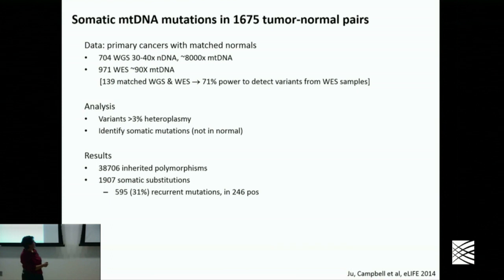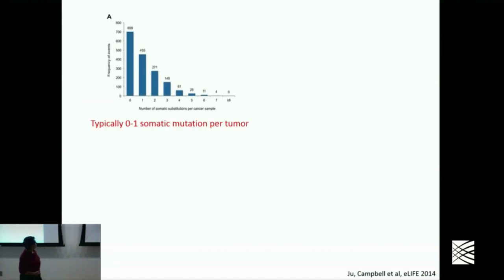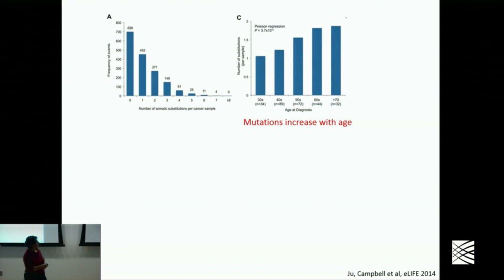They looked at 1,600 tumor-normal pairs. They looked at all variants that are over 3% heteroplasmy, and they found lots of variants. And a third of the variants were at hotspots that were independently mutated in multiple people. In general, any given person in this cancer study had 0 or 1 mutations per mitochondrial genome. So you don't have a ton of mutations, but if you look at enough people, you'll gather enough mutations. The older the patient was when they got cancer, the more mutations you see.